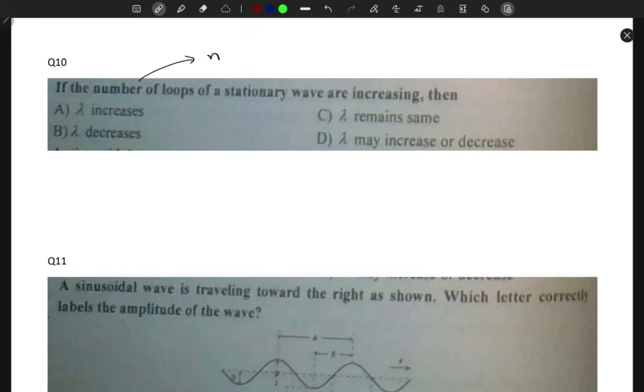So we know that lambda for any mode or loop n is given as 2L by n for a stationary wave, which just means that lambda n is inversely proportional to this n. So if n will increase, number of loops will increase, then lambda must decrease. The wavelength will decrease. So that's option B.